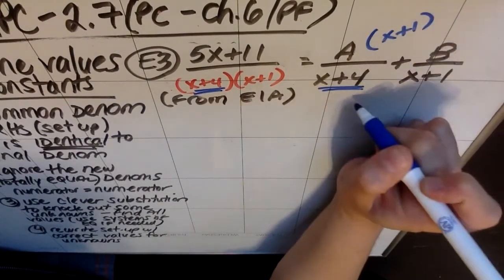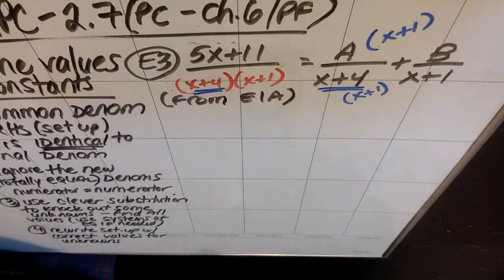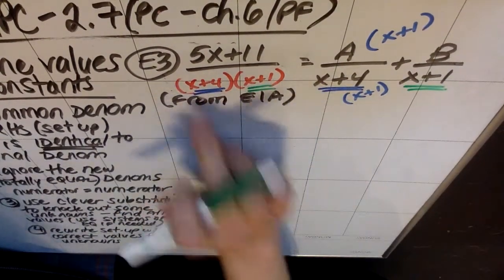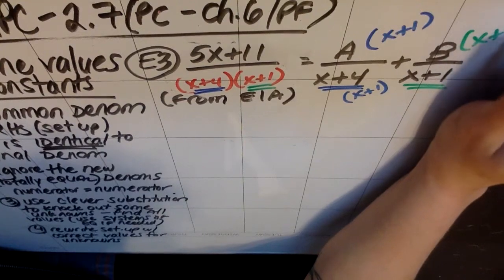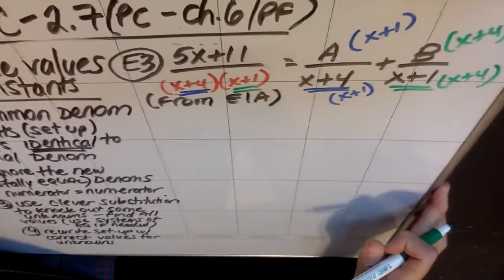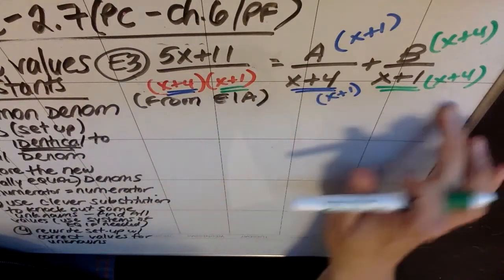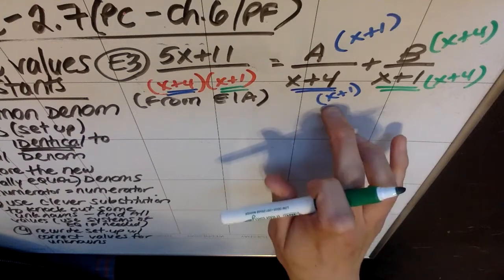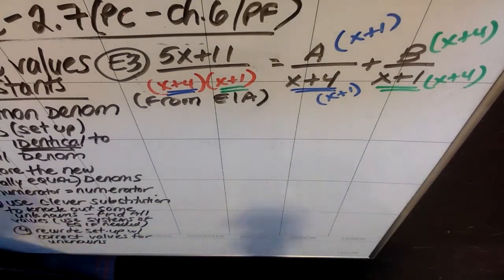so I'm going to have to multiply him by x plus 1 over x plus 1, right? Meanwhile, this guy has the x plus 1, but he's missing the x plus 4, so I'm going to multiply him by x plus 4 over x plus 4. What I want you to notice about this now is that all of these fractions have identical denominators: x plus 4 times x plus 1, regardless of the order they're in.